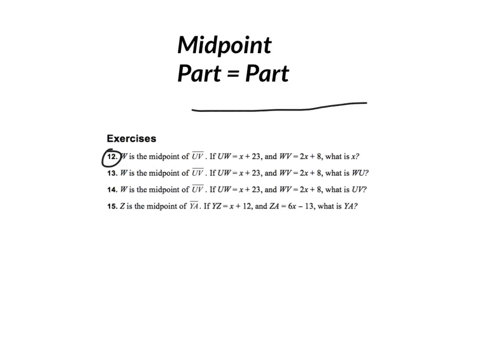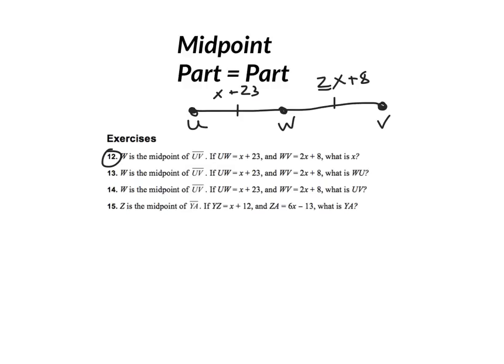So I'm just going to go ahead and draw this terrible looking line that I have here. And it says W is the midpoint of U and V. So now I know those two segments are equal. If UW is x plus 23, so this guy right here is x plus 23, and WV is 2x plus 8. It wants to know what is the value of x.